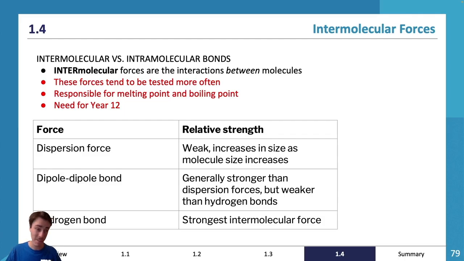There's dispersion between everything. Now, dipole-dipole, you need to be a polar molecule, so you need to have some slight difference in electronegativity, so you need to have a slightly positive and a slightly negative area. And essentially, dipole-dipole is just between any polar molecules. Now, hydrogen bonds are special types of dipole-dipole. So they're a type of dipole-dipole, but they're special.